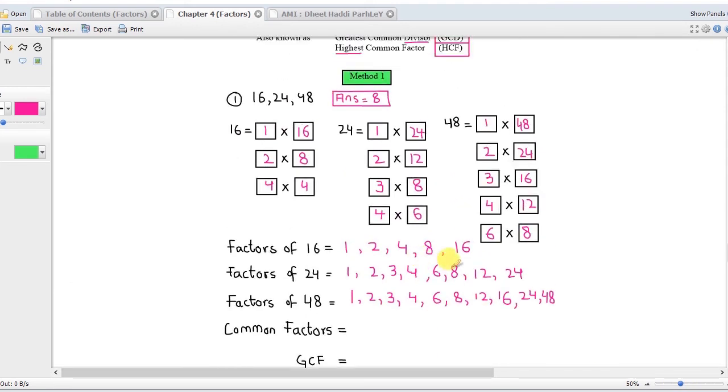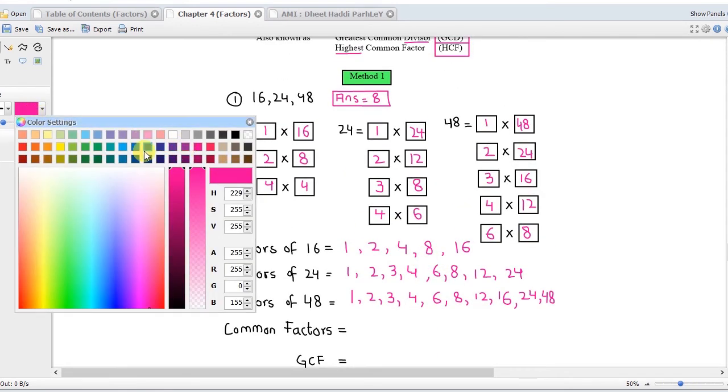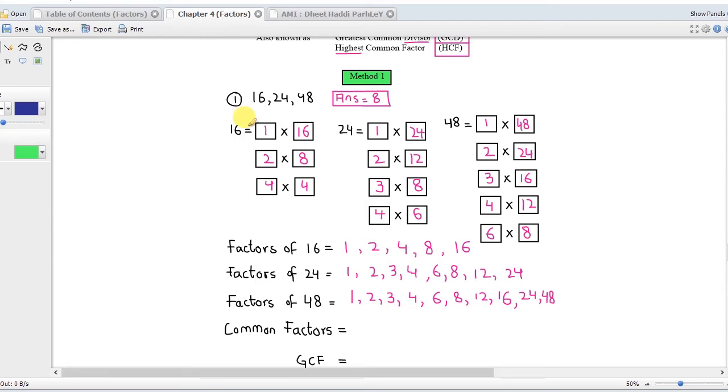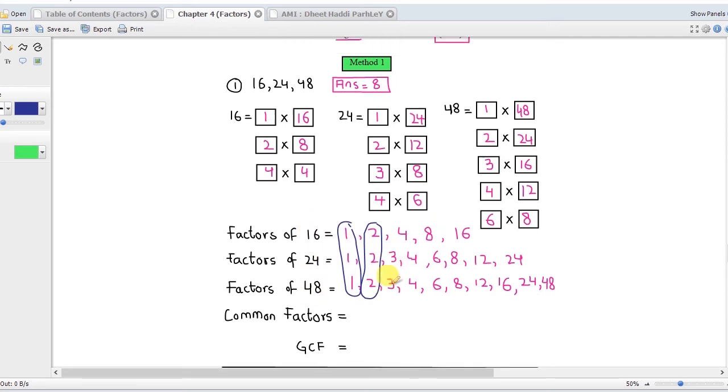Right, now we have to find out the common factors, the numbers that are common in all these three numbers, right? So number 1 is a common value, circle it. Number 2 is a common value. Number 2 is common in all these three numbers. Number 3, yes, number 3 is common, but that number 3 is not common in all these three numbers, so we cannot take it into account, right?